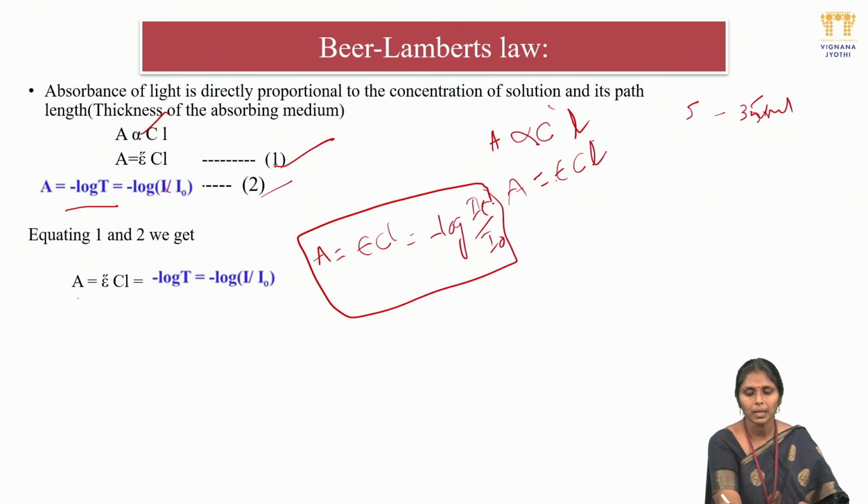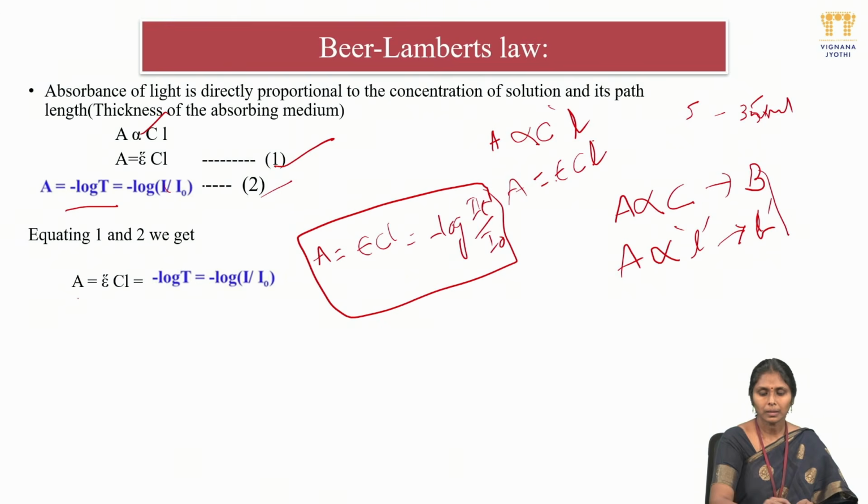Here, which one is the Beer's law? Beer's law says absorbance is directly proportional to the concentration. And absorbance is directly proportional to the path length, or thickness of the absorbing medium. The absorbing medium means either quartz or glass, or whatever material is used for making this cuvette. The thickness of the absorbing medium is called the path length. This is the Lambert's law. By combining these two, we can say that the decrease in intensity of the light is directly proportional to the concentration of the solution and the path length.